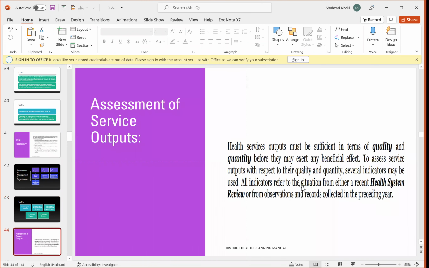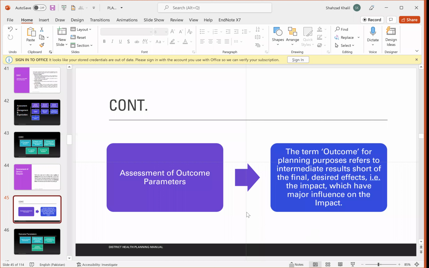Assessment of the service output. Health services must be sufficient in terms of quality and quantity before they exert any beneficial effect. So to assess service output with respect to quality, several indicators may be used. All indicators refer to the situation from either a recent health system review or from observation records collected in the preceding year. So the assessment of outcome parameters.